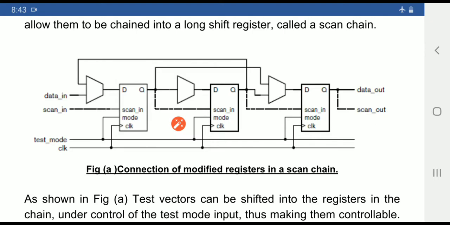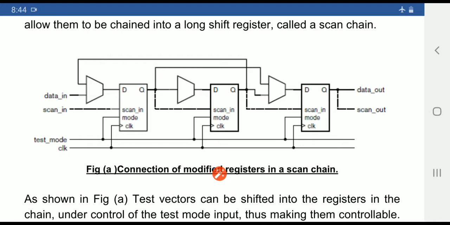Data in is the input which is given to the flip-flops. Scan in holds the expected result, the expected data which needs to be produced at the output of each flip-flop. Test mode is used to control the comparison of the output of the flip-flop and the scan in data. Clock is used to process the data in the registers or the flip-flops.